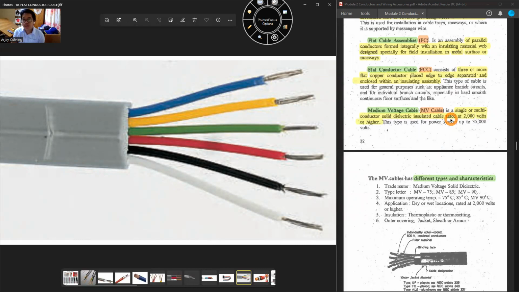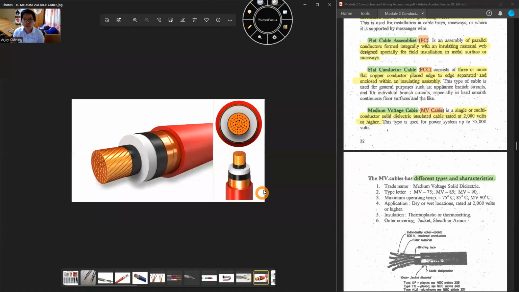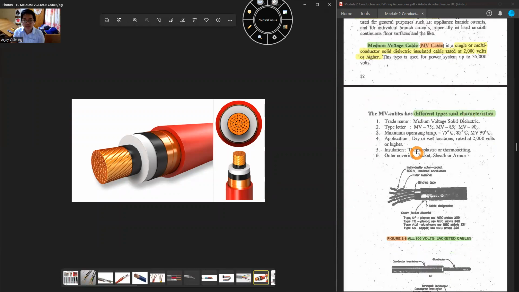Okay, so very definition natin class is a single or multi-conductor solid dielectric insulated cable rated at 2,000 volts or higher. Okay, so more or less class, ang pinaka-distinct characteristic niya is yung rating niya in terms of volts, say 2,000 volts or higher. Yan. Okay. So medyo special class itong medium voltage cable natin. Kasi meron siyang different characteristics class.